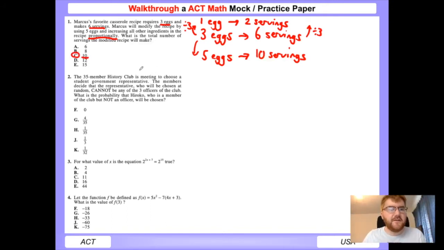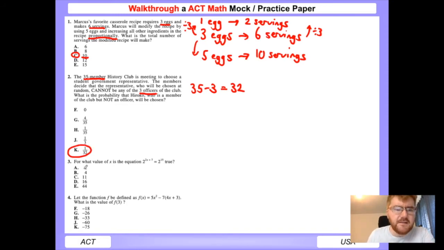Okay, question 2. The 35-member history club, big history club, is meeting to choose a student government representative. Members decide the representative who will be chosen at random cannot be any of the 3 officers of the club. Okay, let's underline that. And what's the probability that Hiroko, who is a member of the club but not an officer, will be chosen? Well, we have 35 members in total, but it can't be the 3 officers. So if we take away 3 from 35, it's 32. And Hiroko is 1 person out of those 32, so it needs to be answer K here, 1 out of 32.